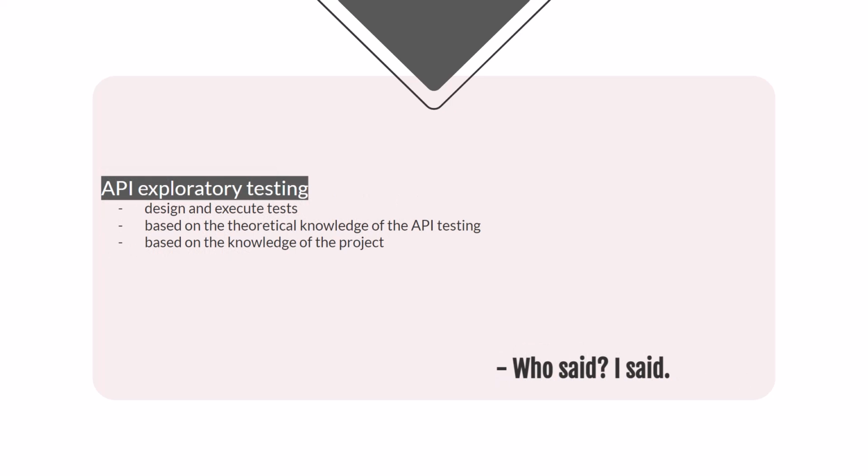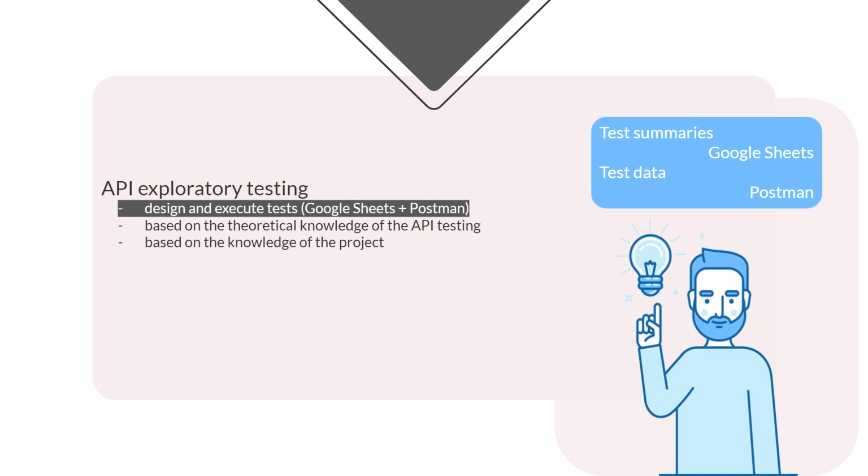In my opinion, exploratory testing of the API is the process when you design and execute tests based on theoretical knowledge of API testing and based on the knowledge of the project. When we say design and execute tests, it means that we are going to write test summaries into the Google Sheet, and inputs, outputs, and our test data, which we are going to store in Postman.